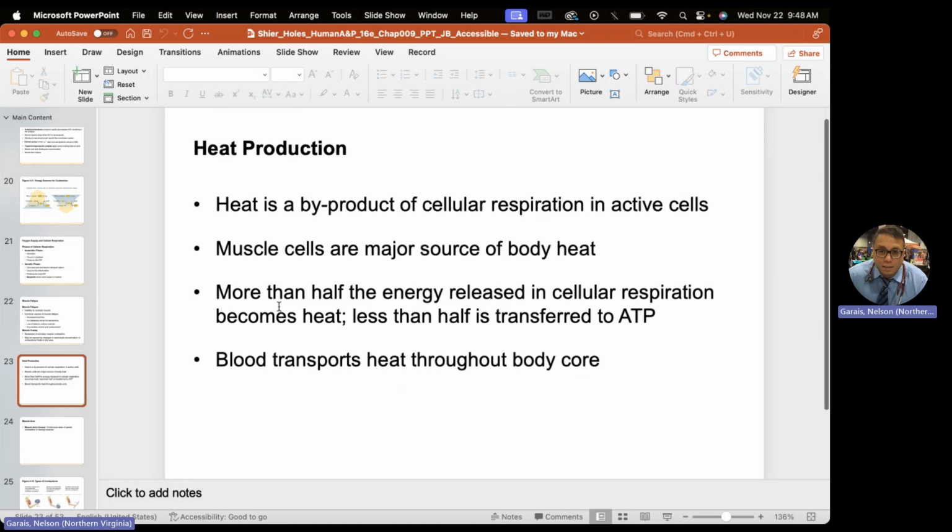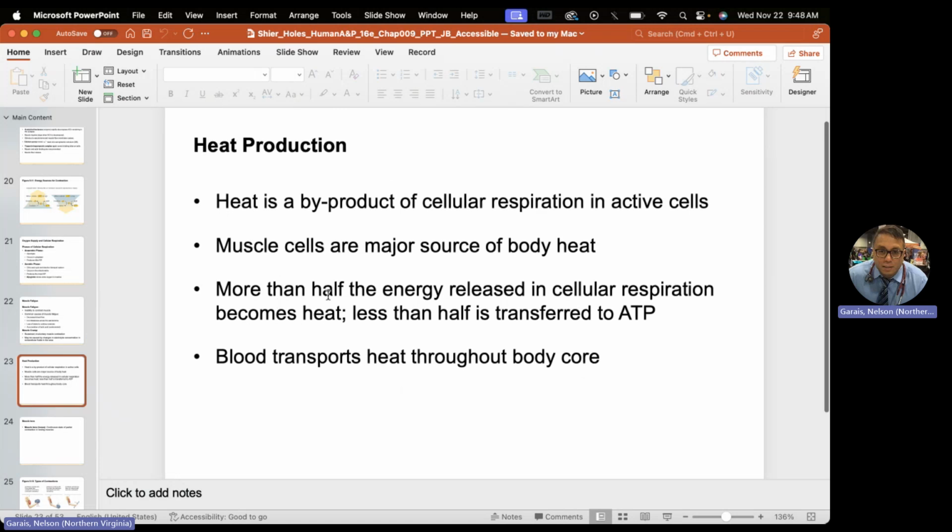Heat, byproduct, muscles. That's why when you shiver, you produce heat. Remember, the majority of the ATP is released in the form of heat. That's around 60%. And that's why we shiver. That's why blood is warm.